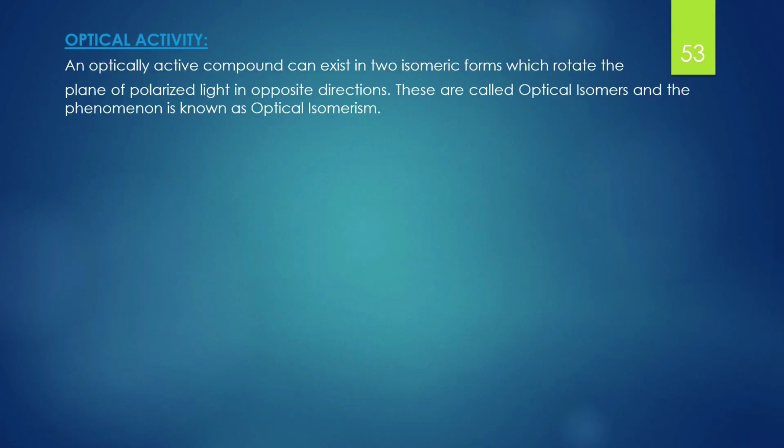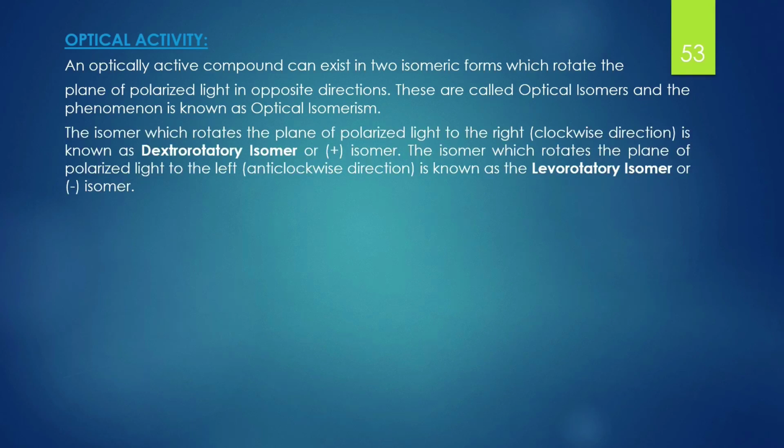An optically active compound can exist in two isomeric forms, which rotate the plane of polarized light in opposite directions. These are called optical isomers, and the phenomenon is known as optical isomerism. The isomer which rotates the plane of polarized light to the right or clockwise direction is called dextrorotatory or plus isomer. The isomer which rotates the plane of polarized light to the left or anticlockwise direction is known as levorotatory isomer, or negative sign.